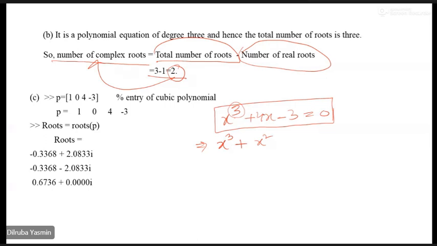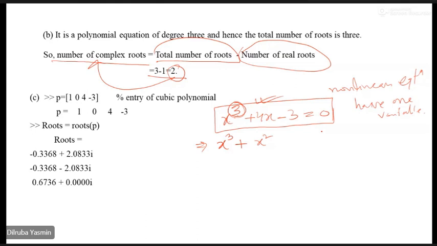Do you see? Okay, I repeat. You have this polynomial equation. This is non-linear, and this equation has one variable. So what is the maximum power of this variable? 3, right? So you have to write this polynomial in this form where the power of the variable is decreased by 1.